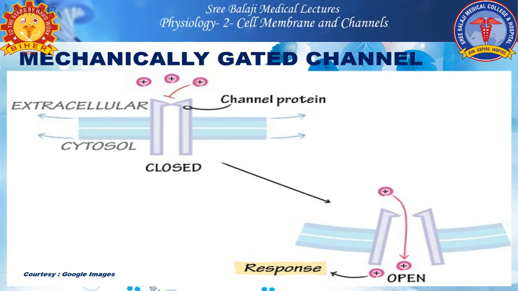Next is the mechanically gated channels. What does this mechanical term indicate? Nothing but the pressure. So this channel also comes under the category of transmembrane protein only. How does this gate open? This gate will open in response to the physical force that is being given. For example, you can take some stretch or pressure, vibration, a mere touch. All this will act as the mechanical or physical force. So when force is applied, automatically this gate will open.